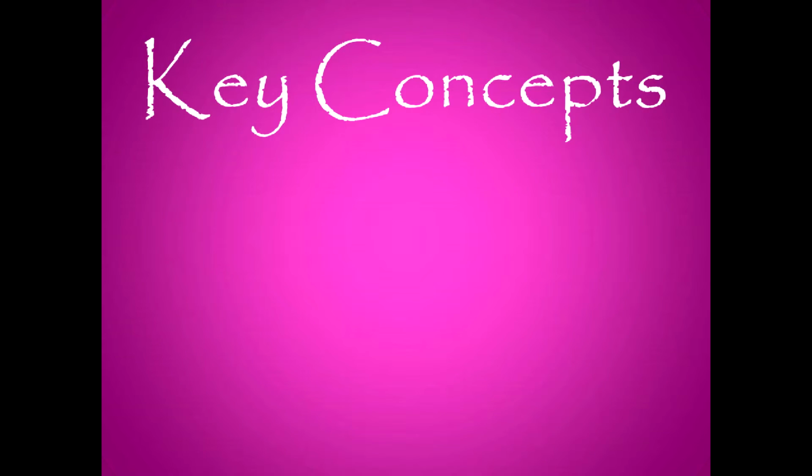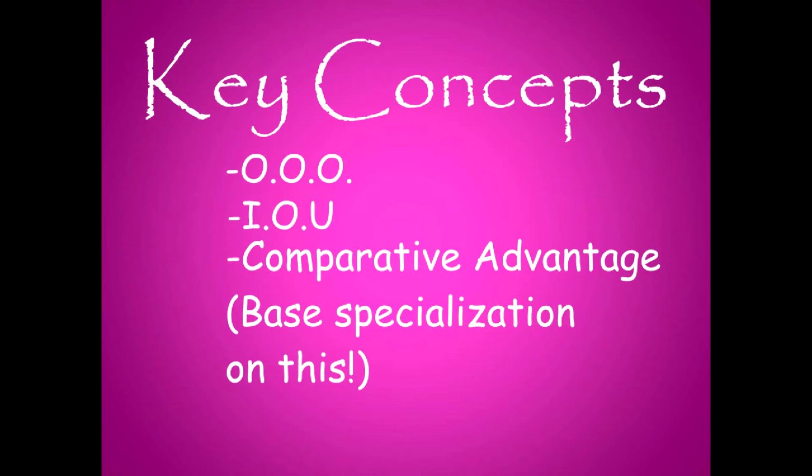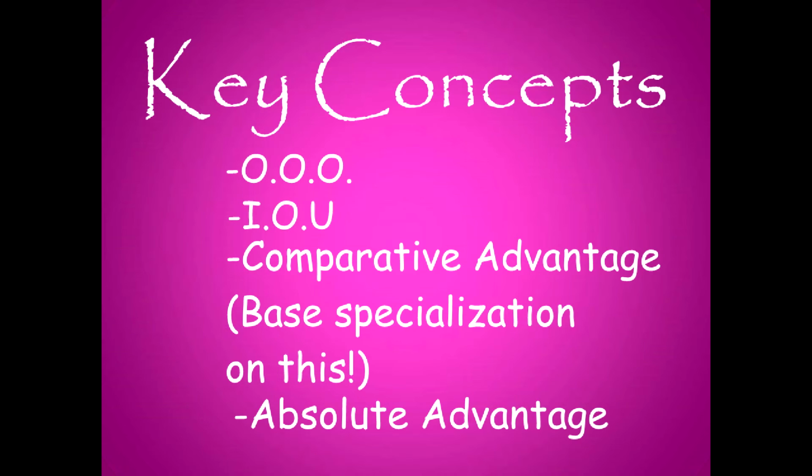Alright, quick review. When trying to find opportunity cost, think OOO if you're looking at output. In other words, output equals other good goes over. When looking at inputs, think IOU, or inputs equals other good goes under. When you've got a comparative advantage, you've got less opportunity cost than your rival. However, when you have absolute advantage, that just means you produce more than your rival. And no, they're not the same thing.